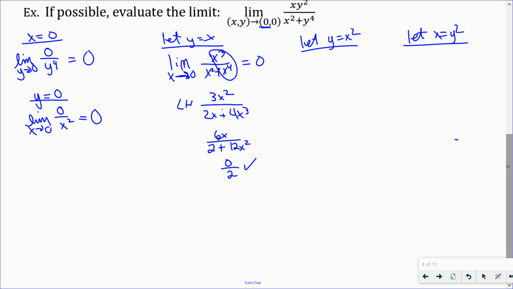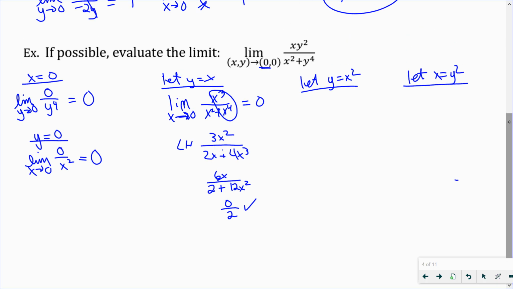All right. So y equals x squared. So all these y's are now x squared. So imagine what that would do. I'm going to have x times, if I put an x squared in place of the y, it's going to be x squared squared, so x to the 4th. So it's going to be x to the 5th. The bottom is going to be x squared plus, and then y to the 4th. So I'd have an x squared to the 4th power, so that'd be x to the 8th. All right, so let's put our limit back.